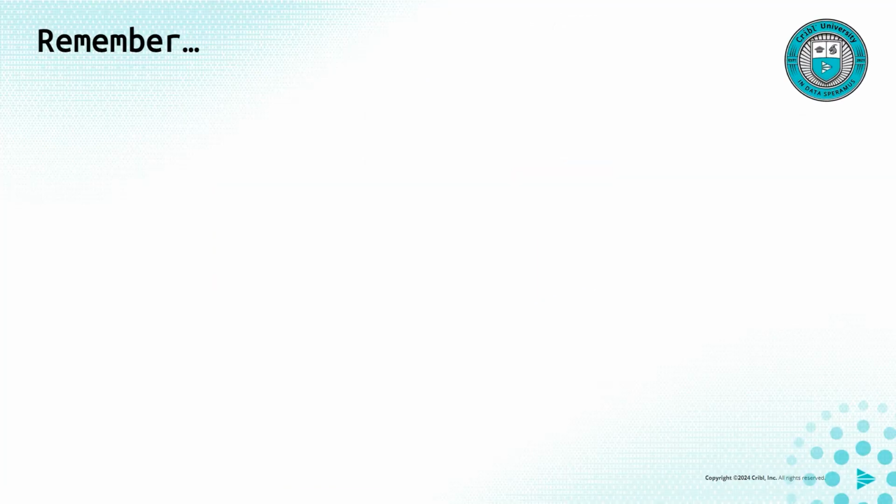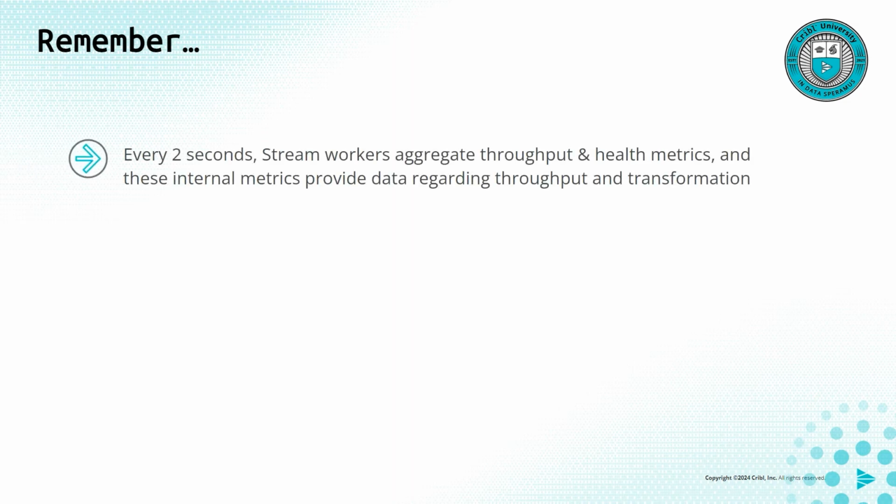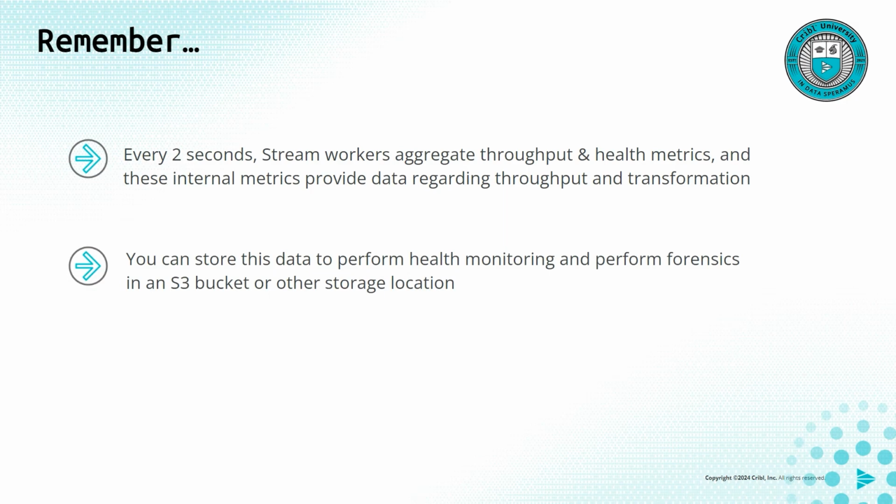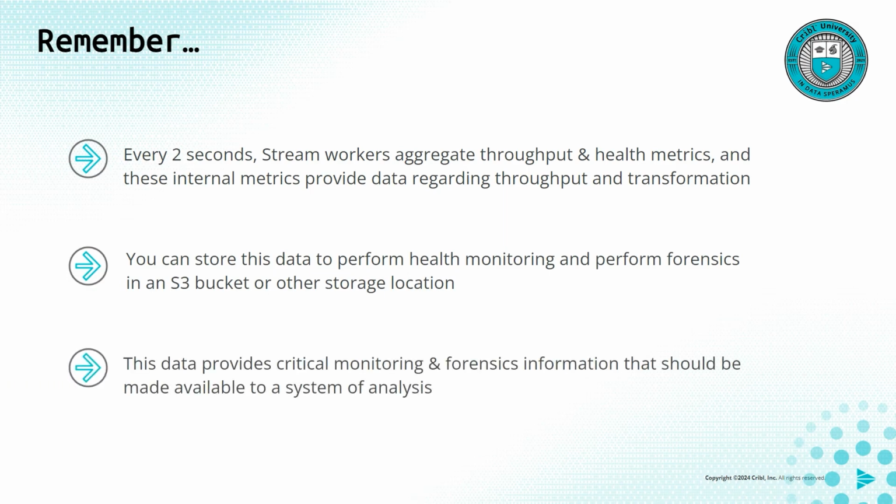Now let's go through some quick things to remember when configuring metrics data for performance observability. First, remember that every 2 seconds, workers and nodes aggregate throughput and health metrics. These internal metrics provide data regarding throughput and transformation. Next, remember that you can store this data to perform health monitoring and forensics in an S3 bucket or other storage location. And finally, this data provides critical monitoring and forensics information that should be made available to a system of analysis.